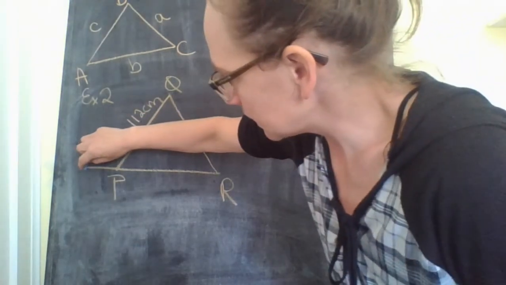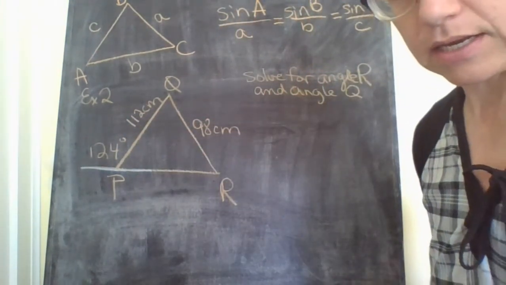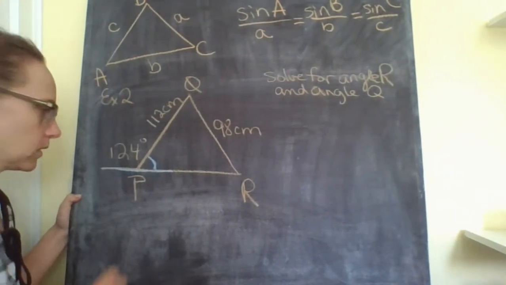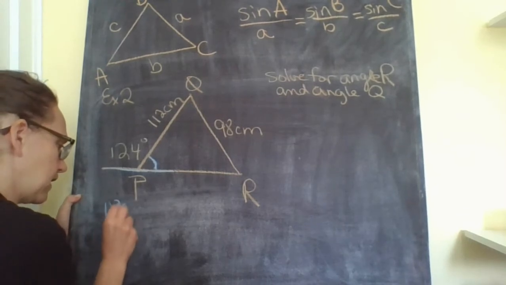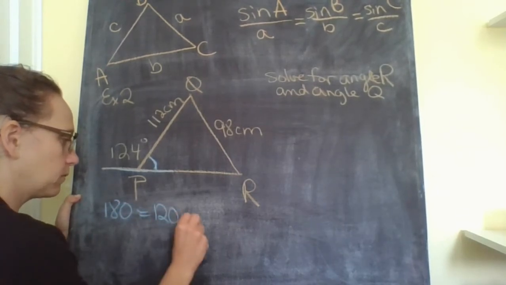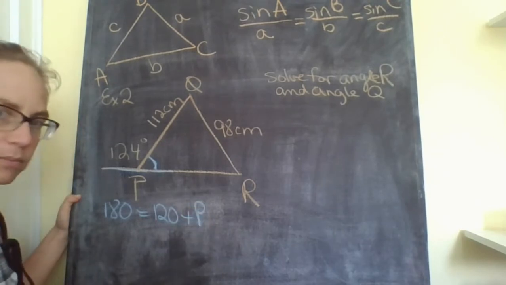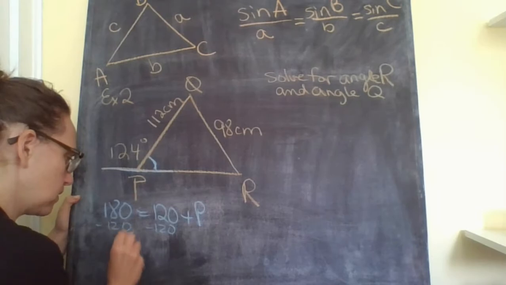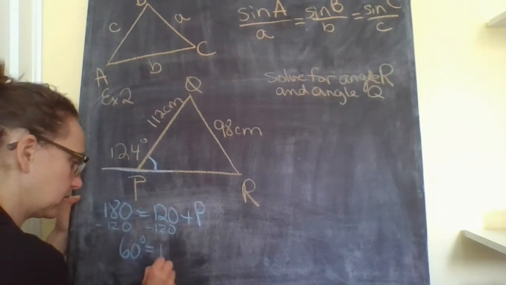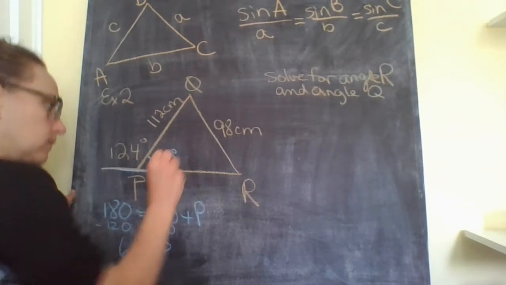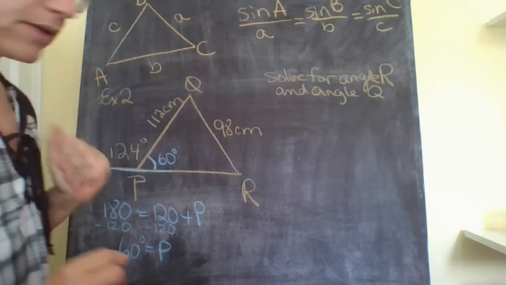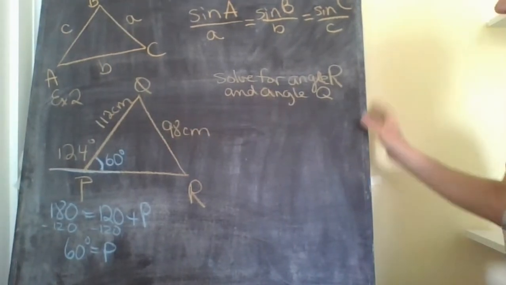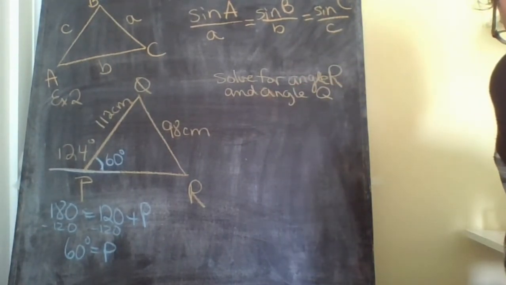Remember that the angles in a line add up to 180, right? So that means I can figure this angle out no problem. I know 180 is 120 plus, we'll just call that angle P to keep it simple. If I subtract 120 from both sides, that means 60 degrees is this angle in here. Good, so now I know my angle. That's very important. Now that I know that angle, I can start using my sine law.